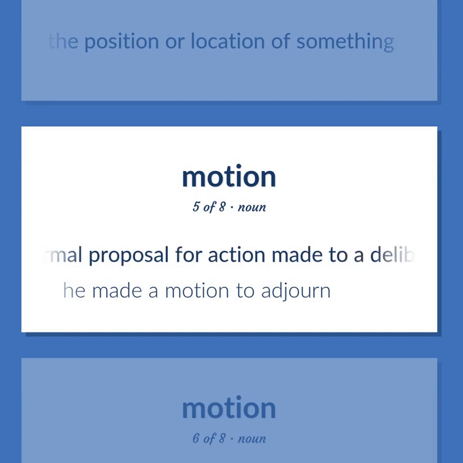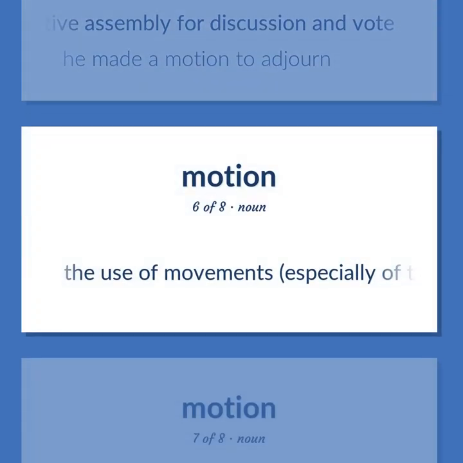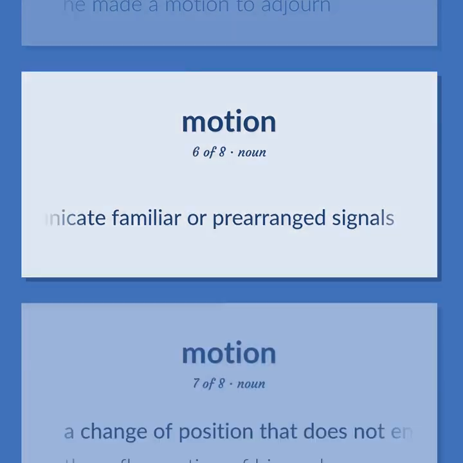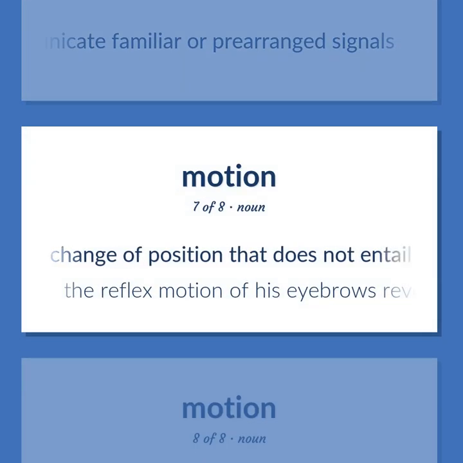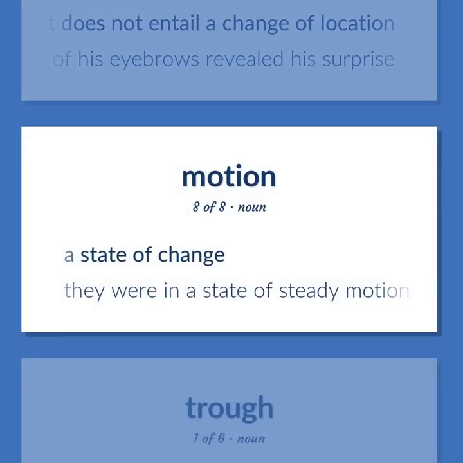A formal proposal for action made to a deliberative assembly for discussion and vote. He made a motion to adjourn. The use of movements, especially of the hands, to communicate familiar or prearranged signals. A change of position that does not entail a change of location. The reflex motion of his eyebrows revealed his surprise. A state of change. They were in a state of steady motion.